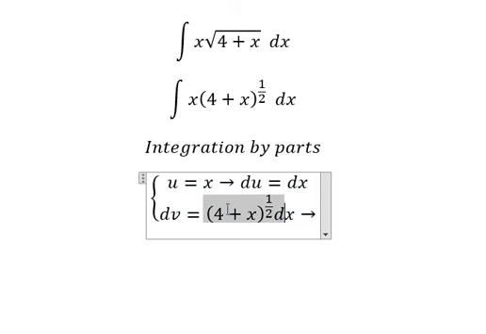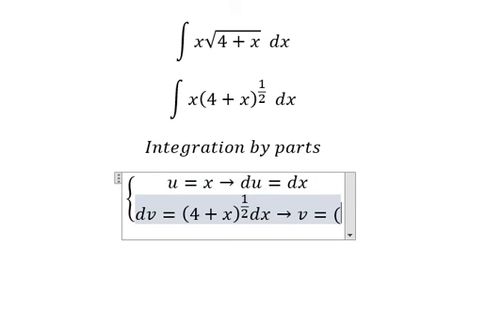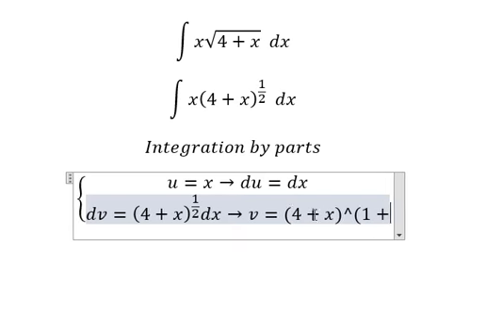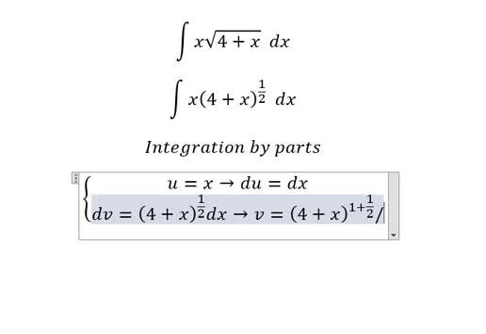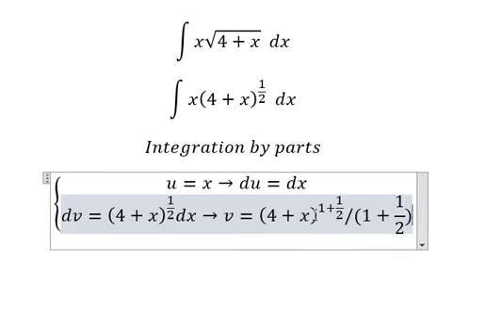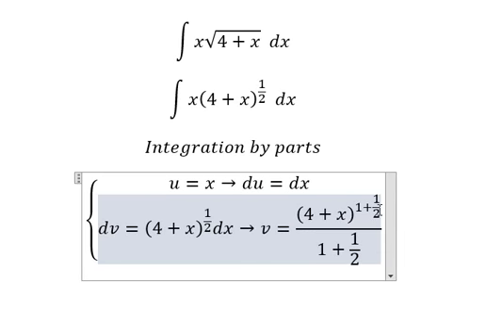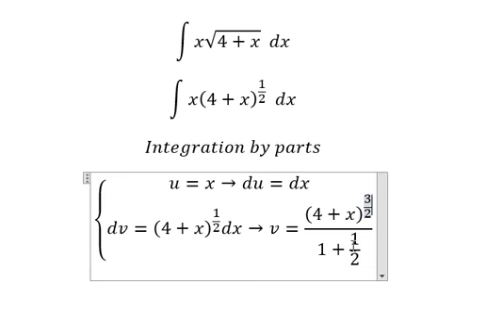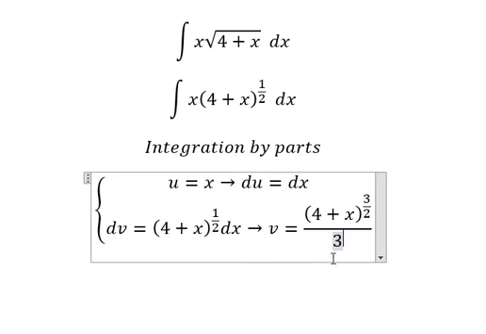The integration of this one, you get v equals to 4 plus x to the power of 1 plus 1 over 2, over 1 plus 1 over 2. And this one, that is about 3 over 2.